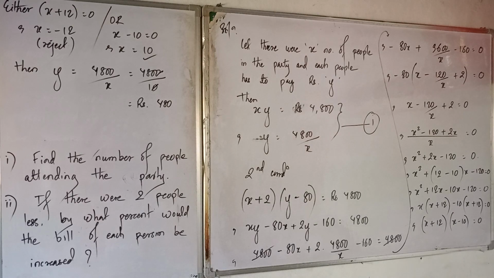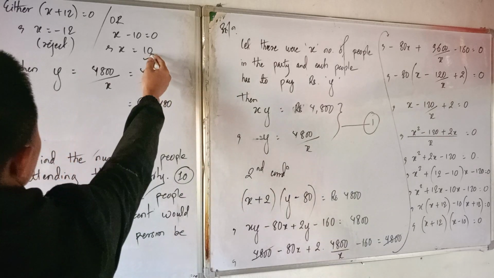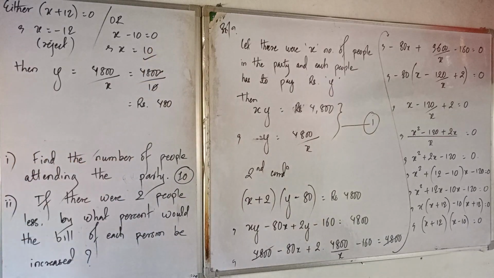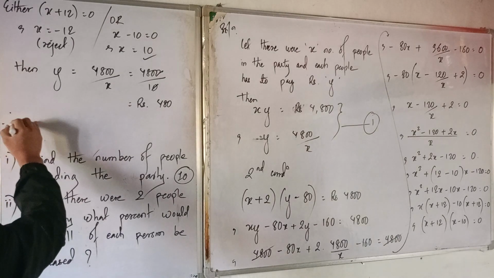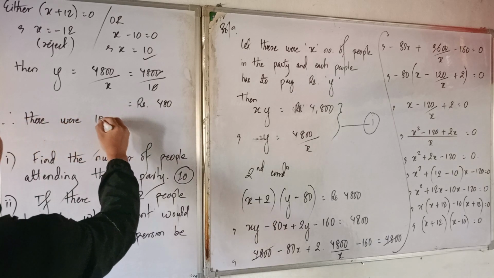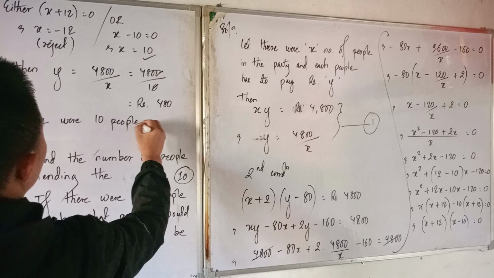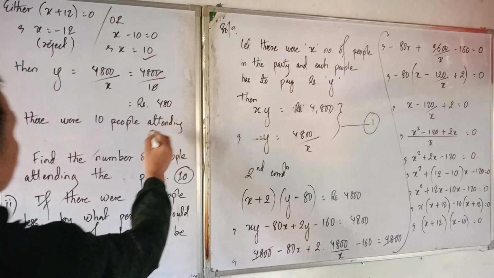So find the number of people attending the party. So there were 10 people. Yes, x represents the number of people attending the party. Therefore, there were 10 people attending the party.